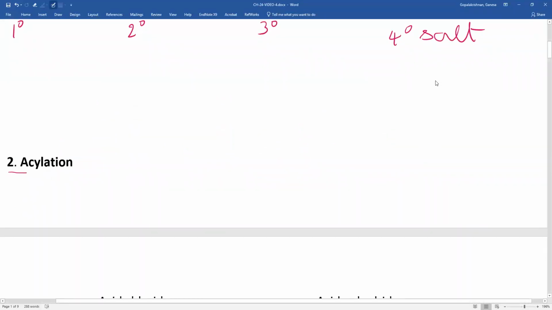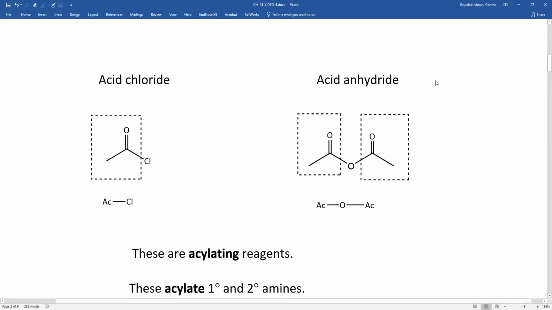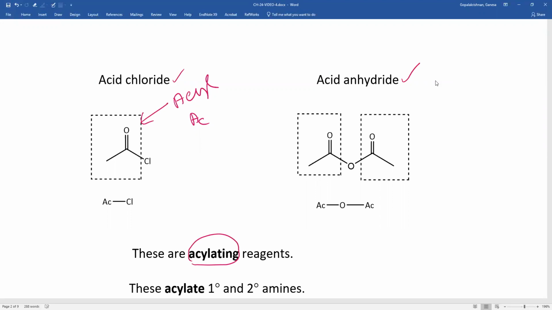The second reaction we are going to look at is acylation. What is acylation? Adding an acyl group. Look at these two compounds. This is an acid chloride. This is an anhydride. The group in the box is called the acyl group. We can shortly write it as Ac. So we can call this compound AcCl, this anhydride as AcOAc. These are acylating reagents. They add an acyl group to the amines.